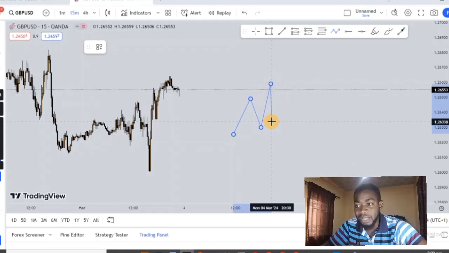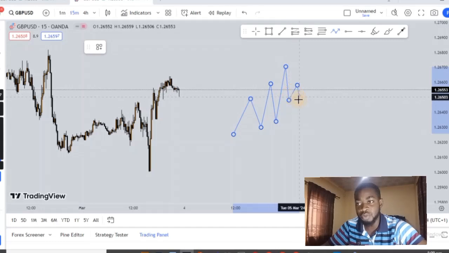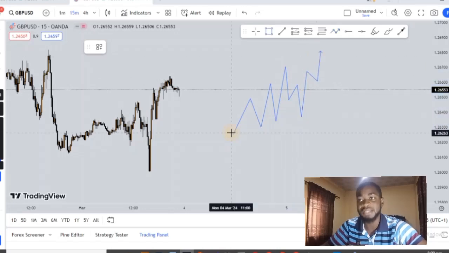Then price comes down to this level, tests this level, and breaks the structure to the upside. You all understand that's how price moves. Then price comes down, price comes up, then price comes down again to this level. Then it breaks the structure to the upside, breaks the structure to the upside.